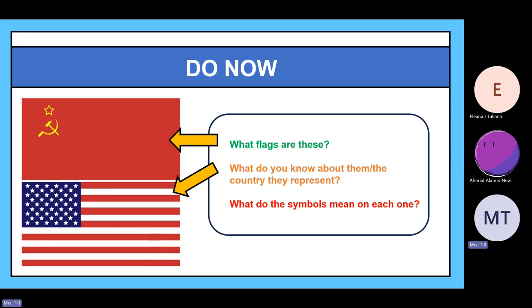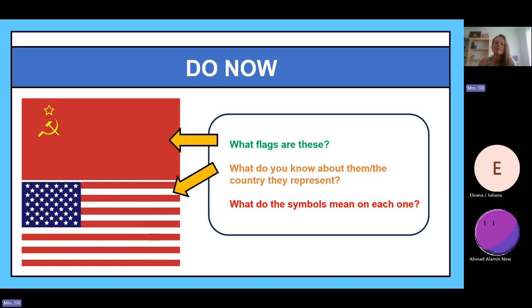Key flags and jot down what we know about the subjects and the country and the symbols. So that is the first thing I would like you to do, please, lovely. So that's our little do now. And you have 3 minutes and then we'll take some feedback.